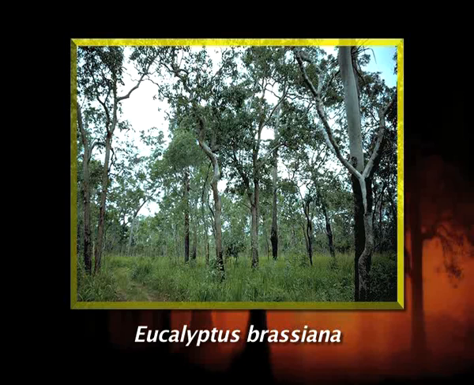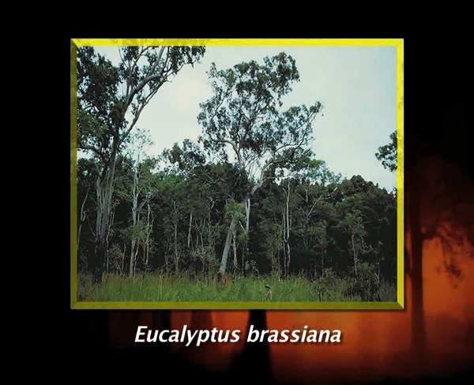The second one is Eucalyptus brassiana. It's a hardy, fast-growing tree adapted to a variety of site conditions in the lowland tropics. It tolerates periodic flooding and readily coppices. Eucalyptus brassiana is a fast-growing species with the capacity to produce coppice shoots. The wood is moderately dense.